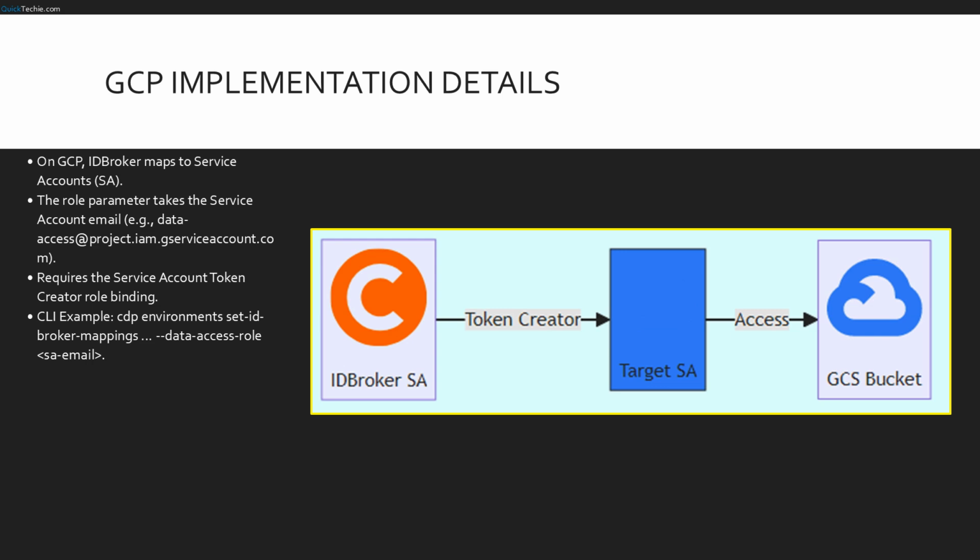The GCP flow is direct. The IDBroker service account, SA, on the left exerts the token creator permission upon the target service account in the center. Once the token is created, that target SA provides access to the GCS bucket on the right.